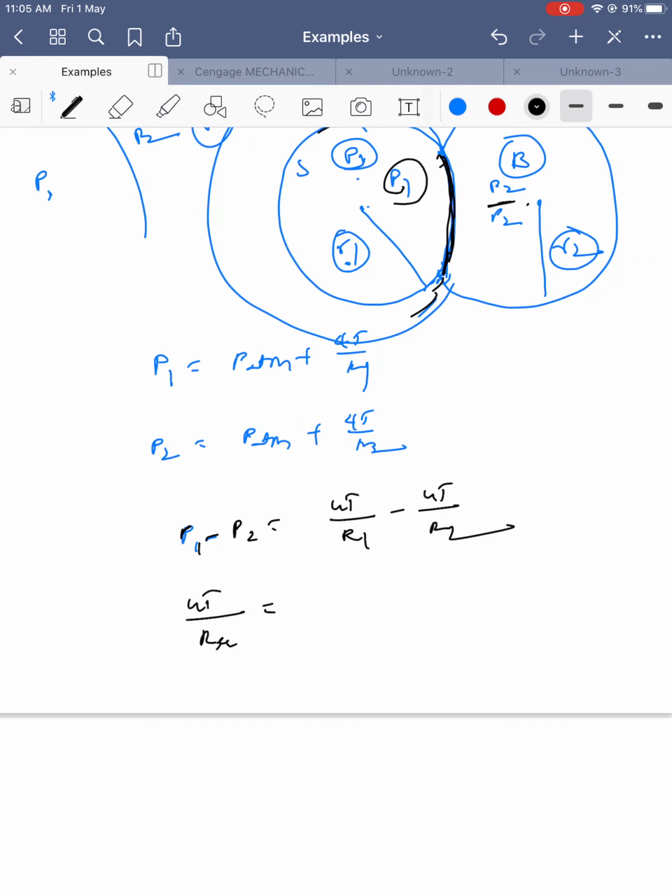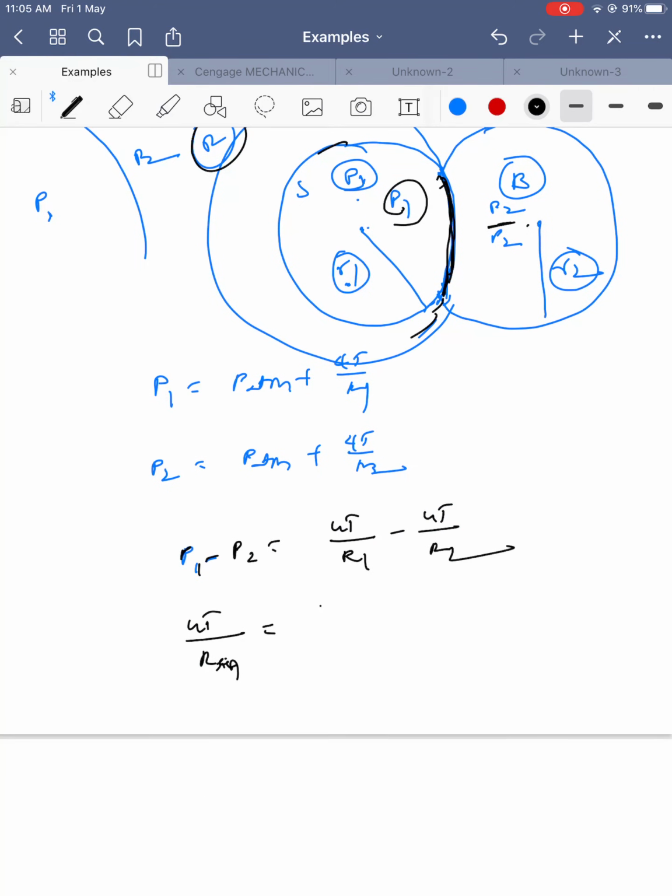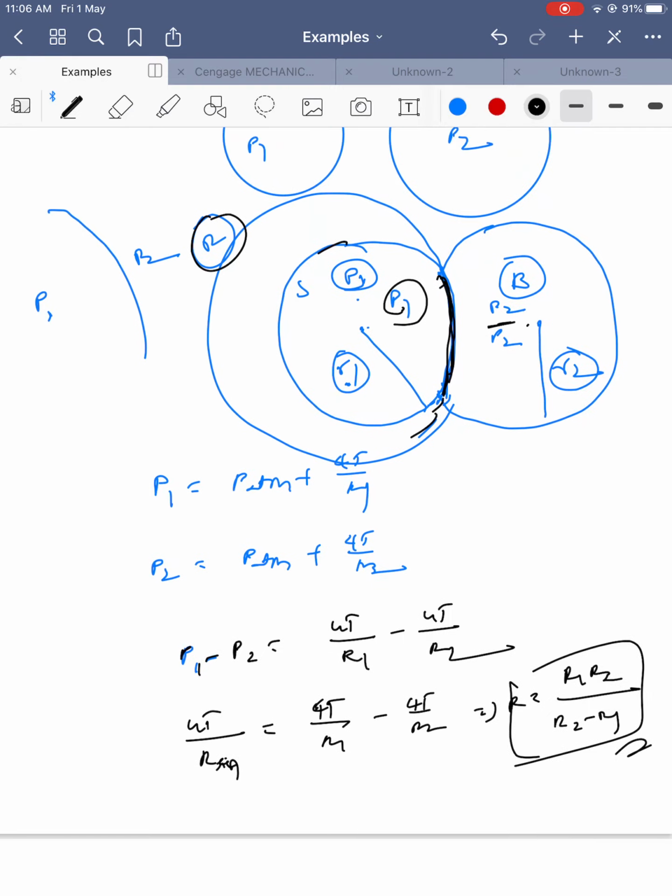So intermediate, or I should say the R of the bigger one, it is equal to 4T by R1 minus 4T by R2. So R is equal to R1 R2 by R2 minus R1. This is the radius of curvature which is formed between the two bubbles.